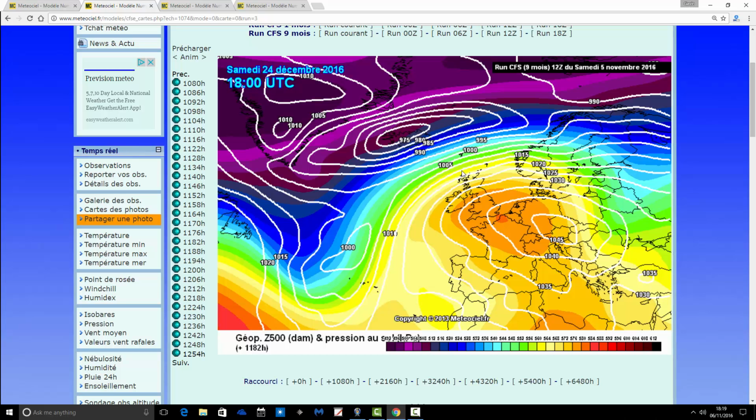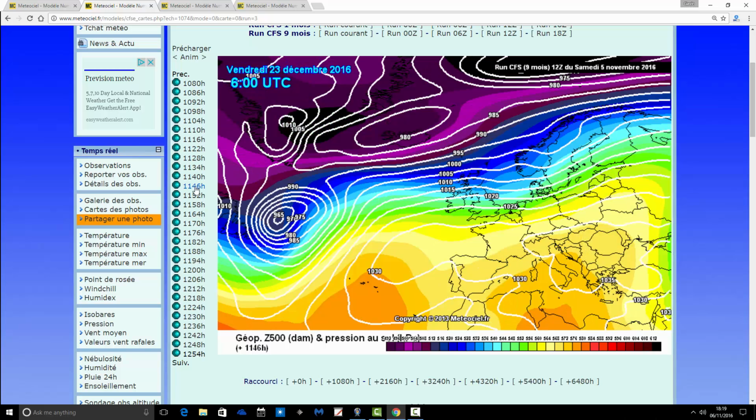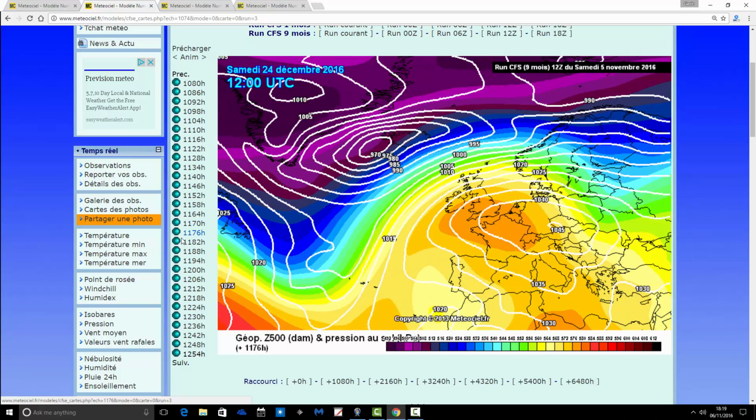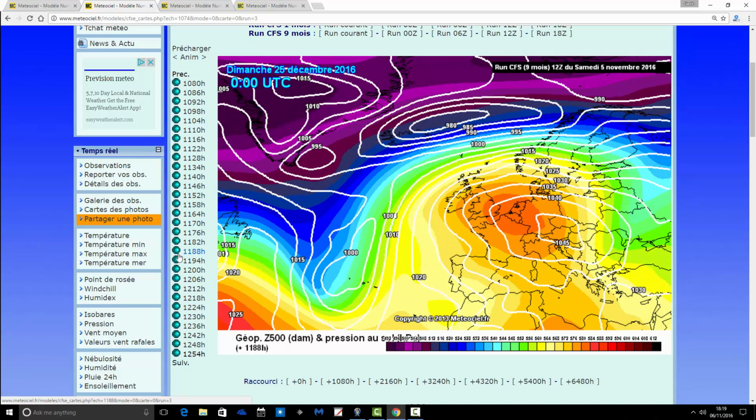So again, most unsettled conditions are for Scotland and Northern Ireland on Christmas Eve. Much of England and Wales looking mainly dry, I would have thought, and it could be very mild as well. I think we've got temperatures up into double digits. Could be a very mild Christmas Eve, that one, with the flow coming up from the south and the southwest. So this isn't going to be the cold Christmas update that I know you're all waiting for.